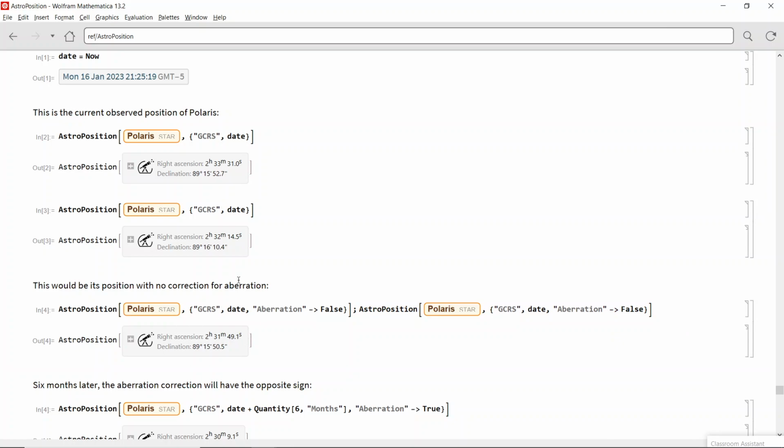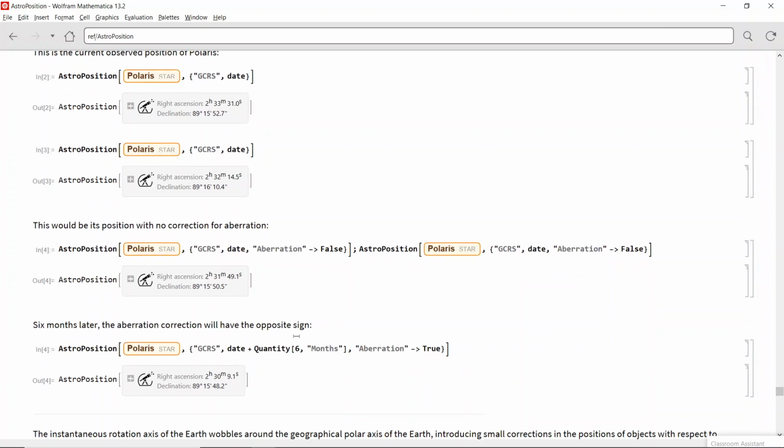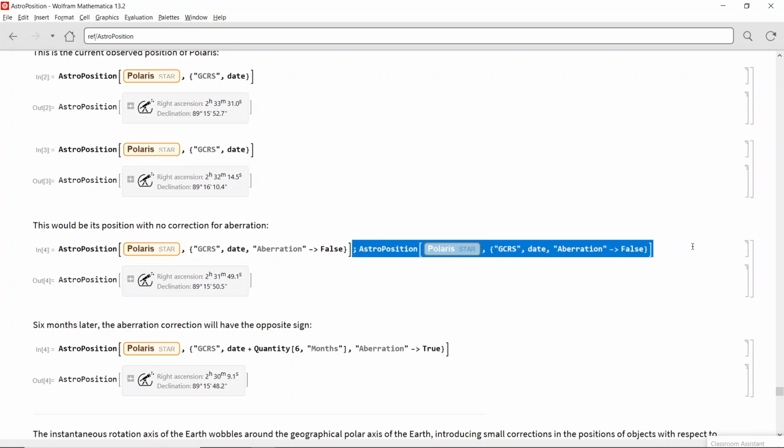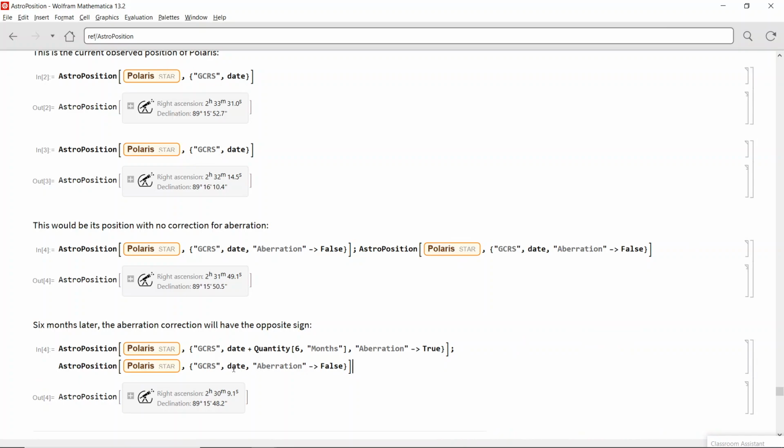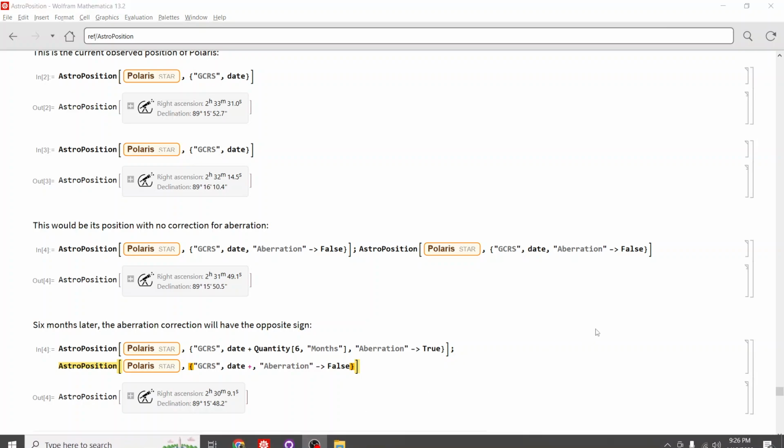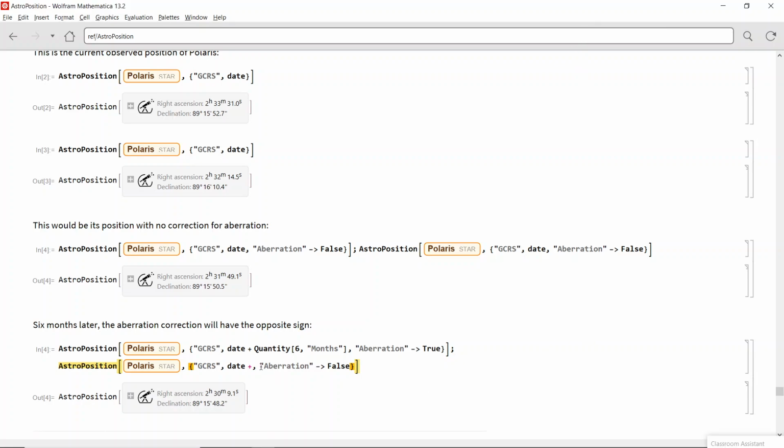So notice it's 32 minutes and 14.5 seconds compared to 31 minutes 49.1 seconds. Six months later, the aberration correction will have the opposite sign. So if I do date plus quantity 6 months, we get 2 hours 31 minutes 49.2 seconds.